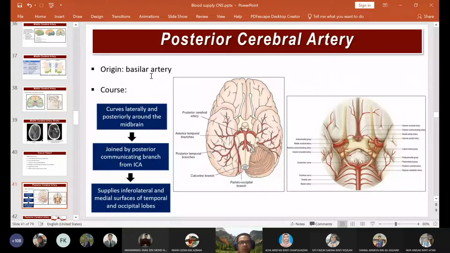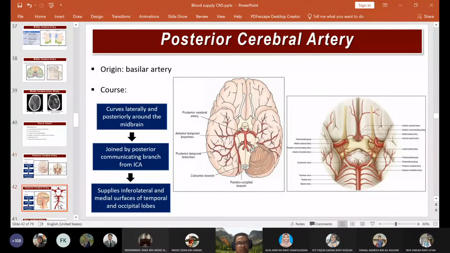Origin, basilar artery, you know that already. It curves laterally around the midbrain. The posterior cerebral artery curves laterally and is joined by the posterior communicating branch of the internal carotid artery. So this is the posterior communicating branch. That is what the curve means. It supplies the inferior lateral and medial surface of the temporal and occipital lobe.